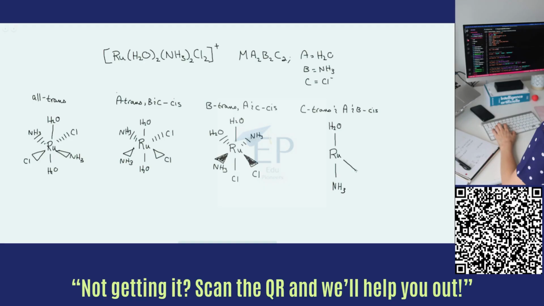So we're going to throw out our ammonia here. Our water comes out back here, cis with one another. And then the chlorine is trans, so it exists on opposite sides of the metal. Once again, this is superimposable.